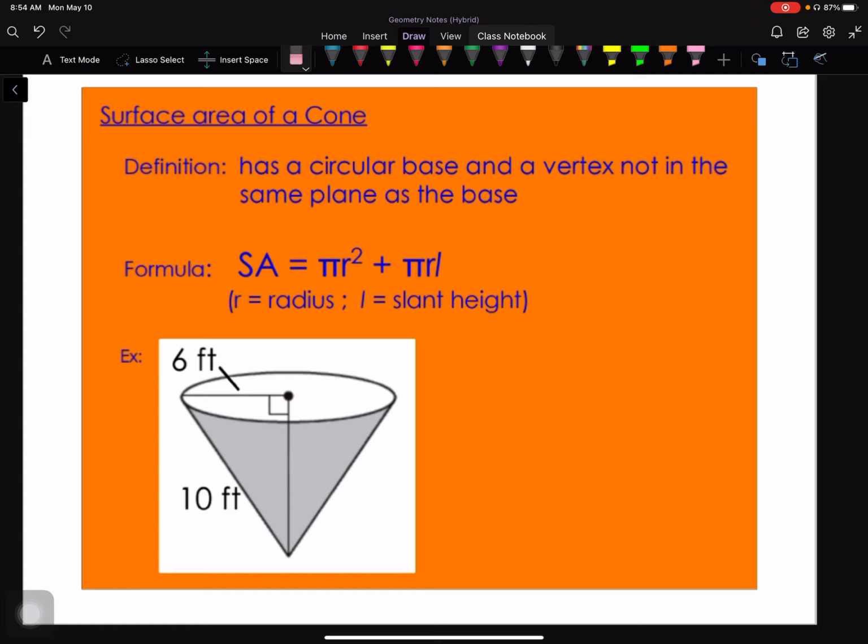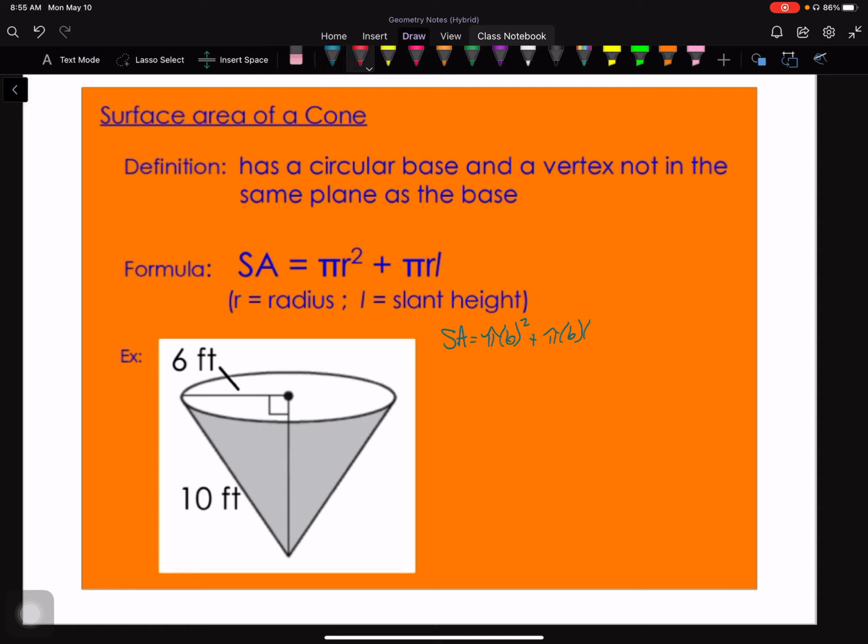So in this example, I actually know everything I need right off the bat, so it makes my life a little easier. So my surface area equals pi times my radius, which is 6 squared, plus pi times my radius, which is 6 again, times my slant height.